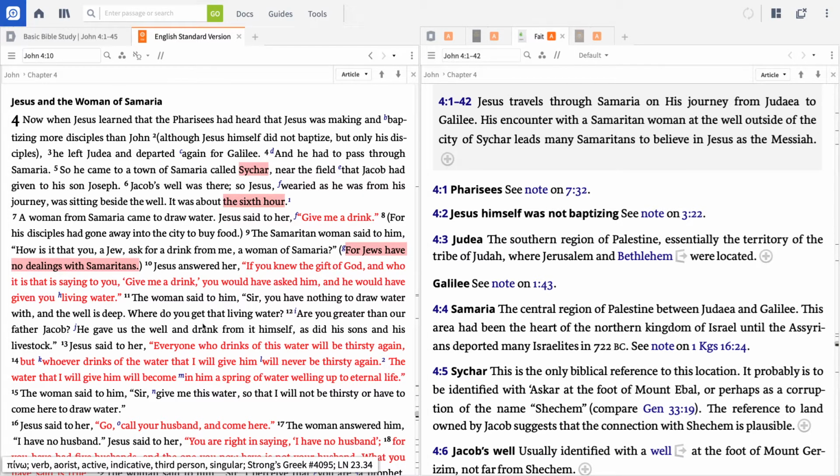Jesus said to her, "Everyone who drinks of this water will be thirsty again, but whoever drinks of the water that I will give him will never be thirsty again. The water that I will give him will become in him a spring of water, welling up to eternal life."